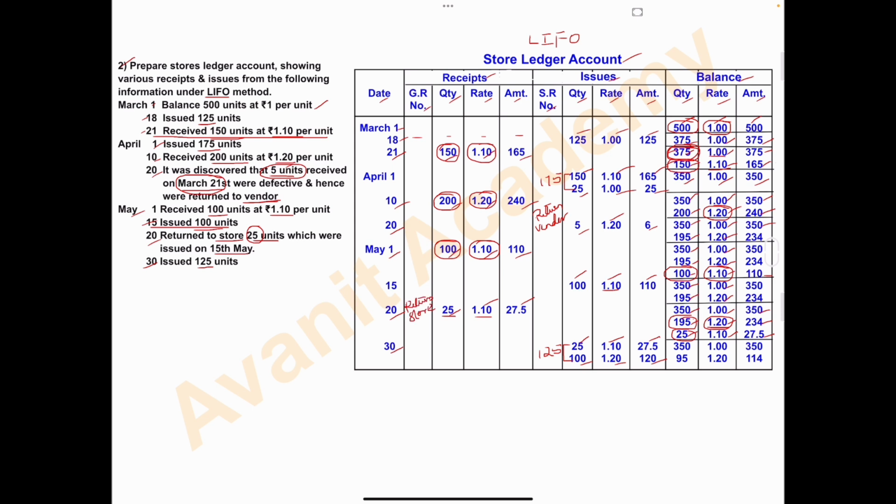Balance: 350 as it is, at rupee 1, 350. From this 195, we have issued 100 units, so the remaining quantity is 95. Rate per unit is 1.20. 95 into 1.20, total amount is 114.